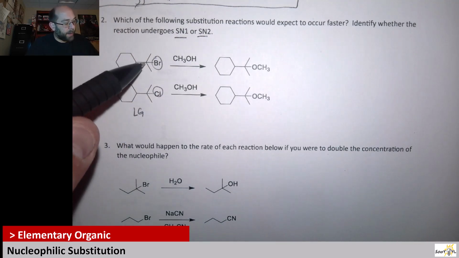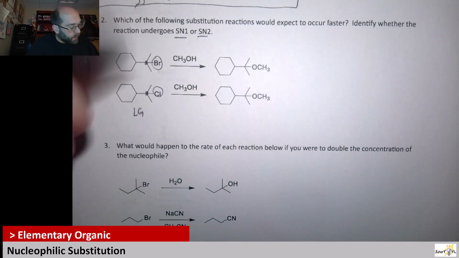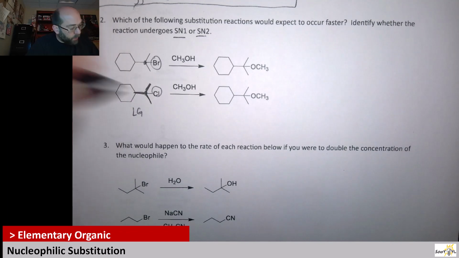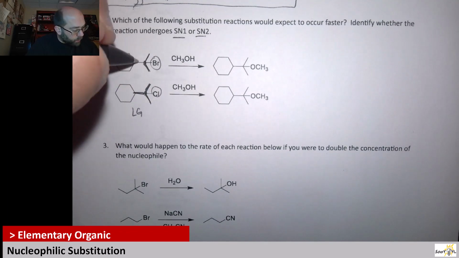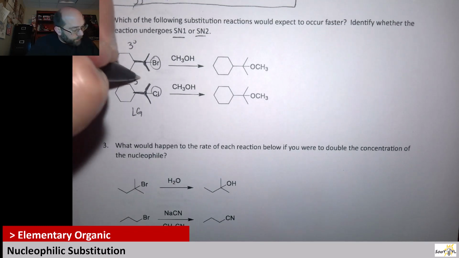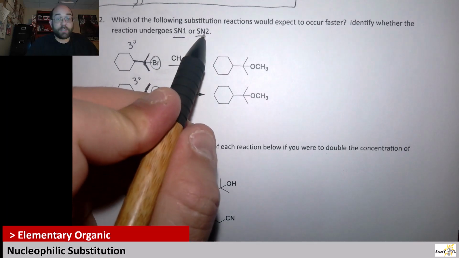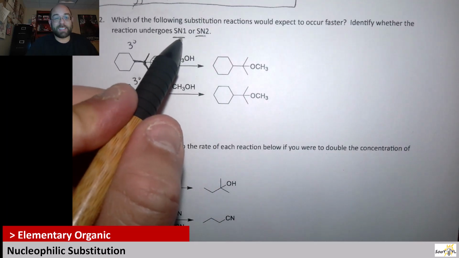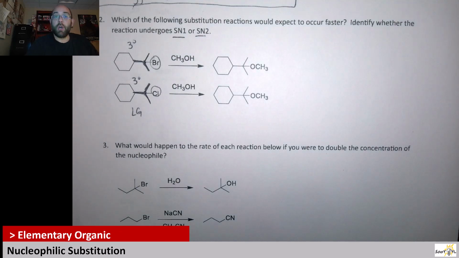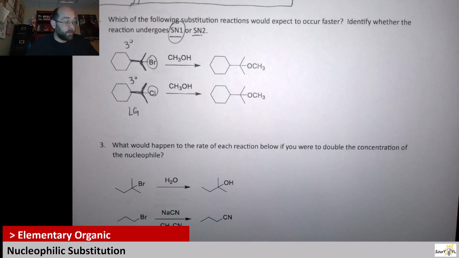Now, based off the carbon that these halogens are connected to, it's got 1, 2, 3 other carbon connections, on both. So that tells us that both of these are tertiary, which means there's only one option. When it's methyl and primary, it's always SN2. When it's tertiary, it's always SN1. Secondaries are kind of iffy, but it's always easy for the other scenarios. So these are SN1, both of them, because they're both tertiary substrates.